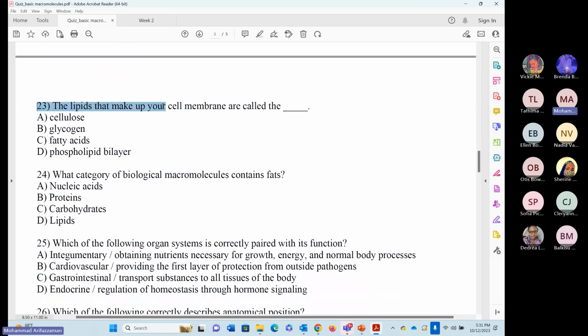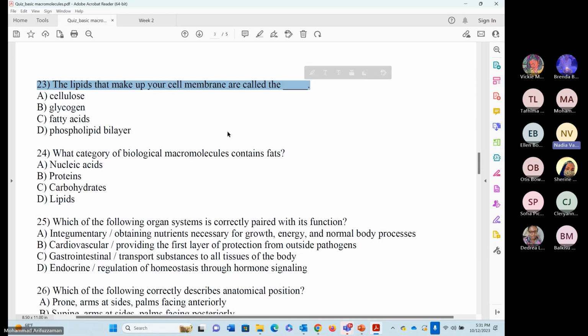The lipid that makes up your cell membrane is called, is it D? D, phospholipid bilayer. So the phospholipid bilayer is the major structural component that makes up the cell membrane.